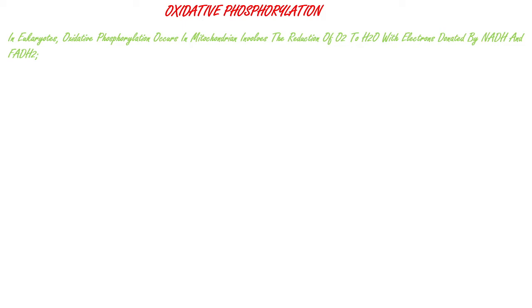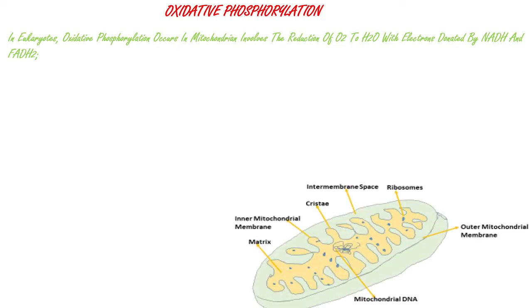Before studying oxidative phosphorylation, let us study the structure where oxidative phosphorylation takes place. As you know, oxidative phosphorylation takes place in the mitochondria of the cell. Mitochondria, like gram-negative bacteria, is a two-membrane system. It has an outer membrane and an inner membrane.